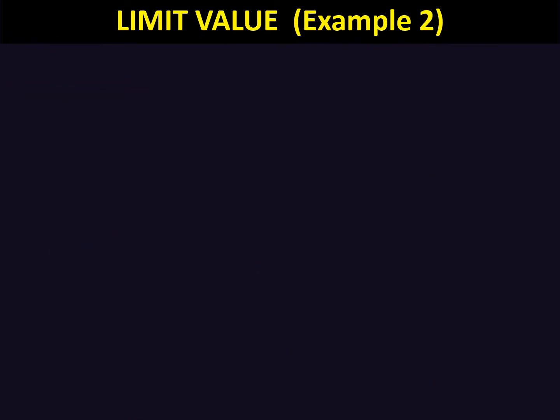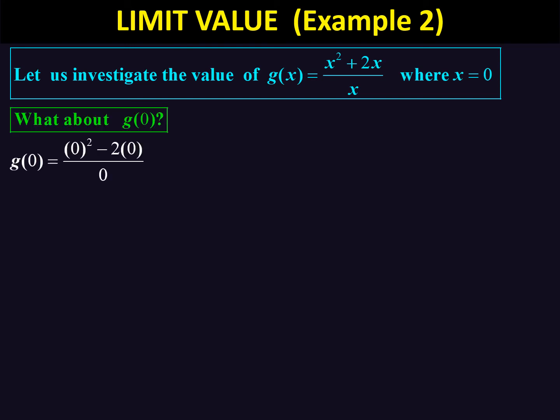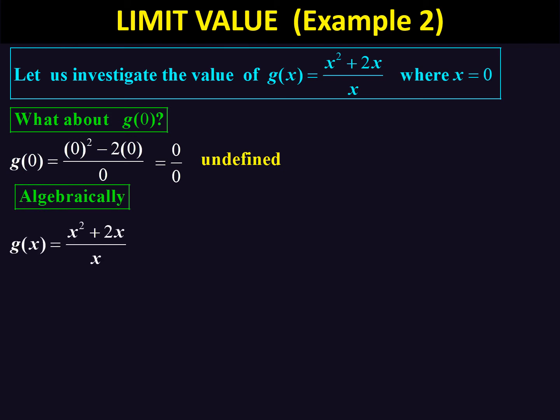Let's look at the second example. g(x) is equal to (x squared plus 2x) divided by x, where x is equal to 0. Let's determine g(0). Again, there we see the denominator is 0, which implies that g(0) is undefined. Let's look at it algebraically.